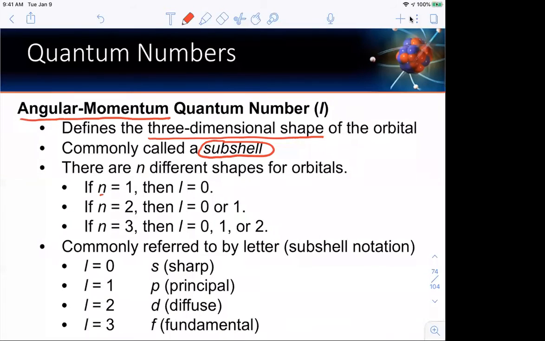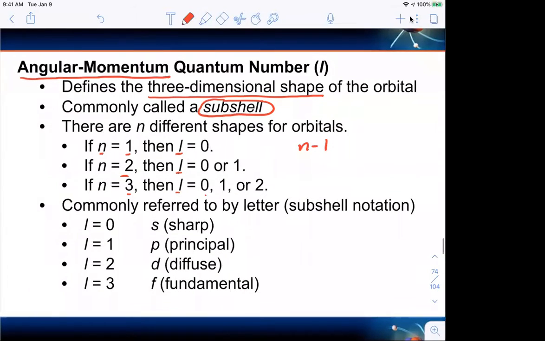If n equals 1, then I only have one choice for L, which is 0. So it's n minus 1. If n equals 2, then I can have either an L value of 0 or 1. If n equals 3, then my L value can be 0, 1, or 2.